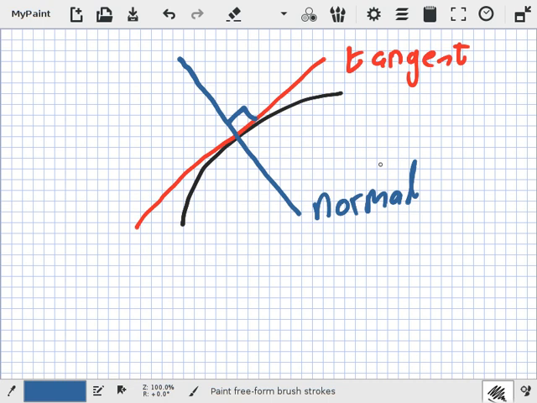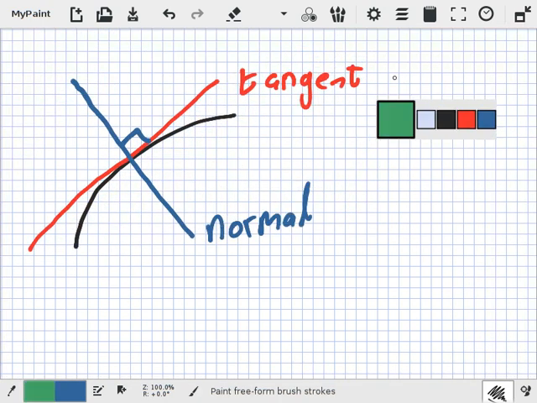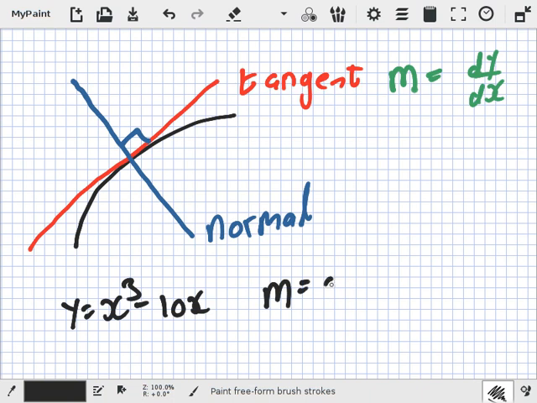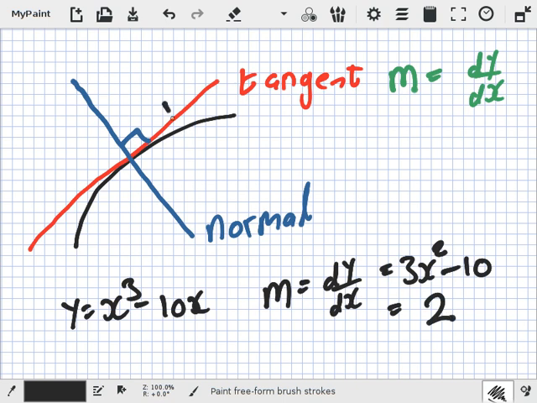Yeah? Now, in the tangent, the way we get the m, the slope, is by finding dy/dx. Okay, so let's do that here. y equals x cubed minus 10x. So what does m equal? It equals dy/dx, which equals 3x squared minus 10. And what did they tell us the x is in the question? They tell us the x is 2. Yeah. So this will be 3 times 4 is 12. 12 minus 10 is 2. But that's the m for this line.